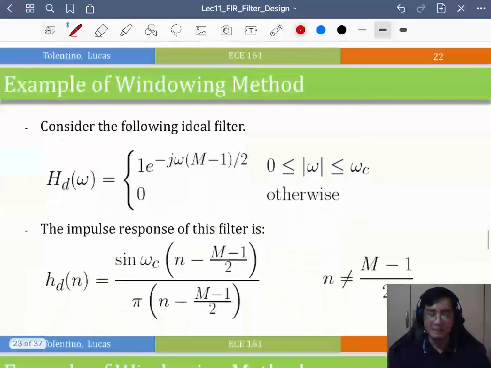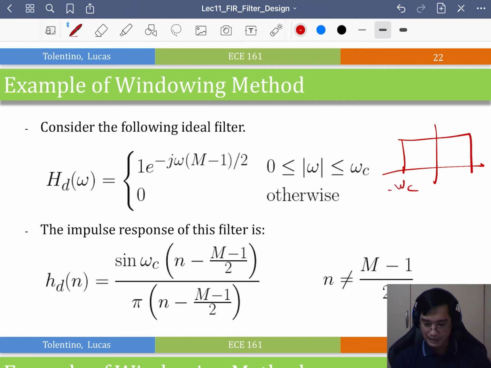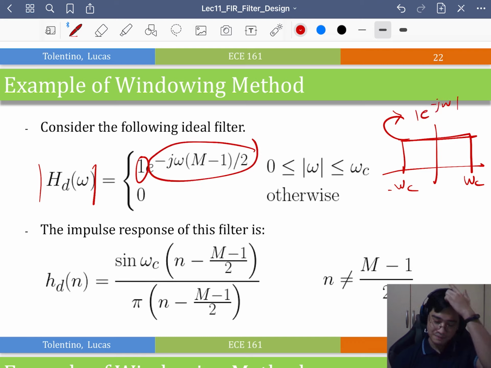Okay, let's have an example first. Consider the following ideal filter. Again, this is our ideal filter from negative omega c to omega c. The absolute value of this one is equal to 1, so this is 1 times e to the minus. We use this so that we still have a linear phase. Okay, so again, the inverse Fourier transform of this one is a sinc function having this formula.